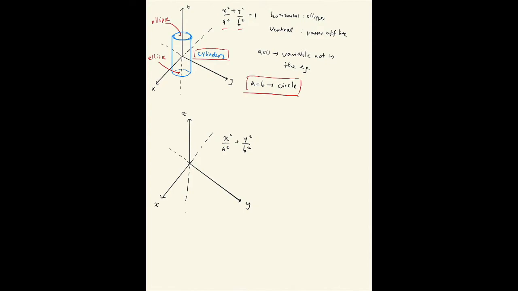So the axis is the variable that is not in the equation. For example, in this case, the z. You can also switch x, y, z.